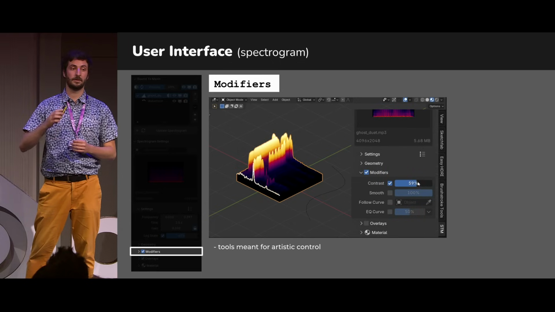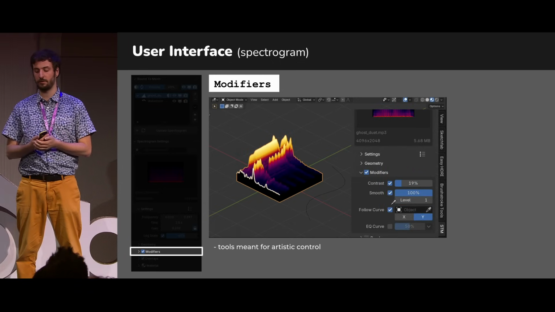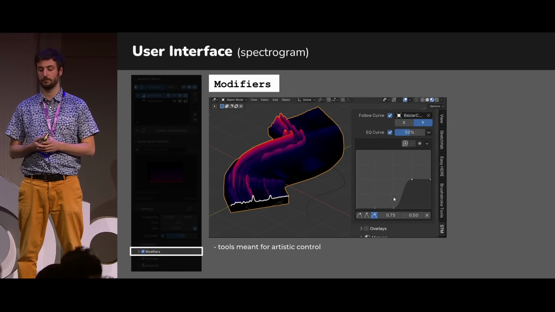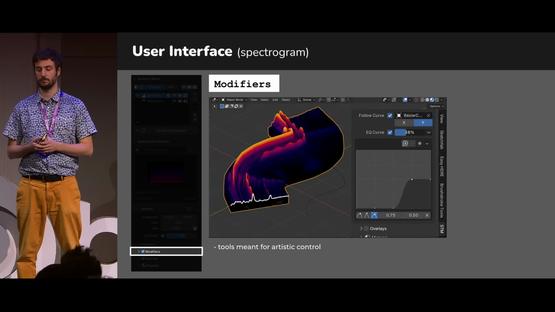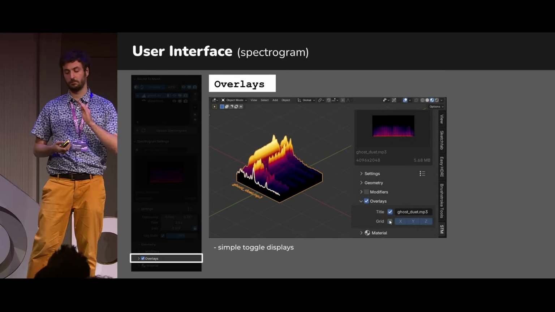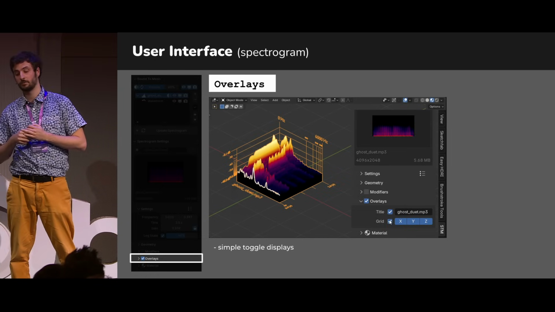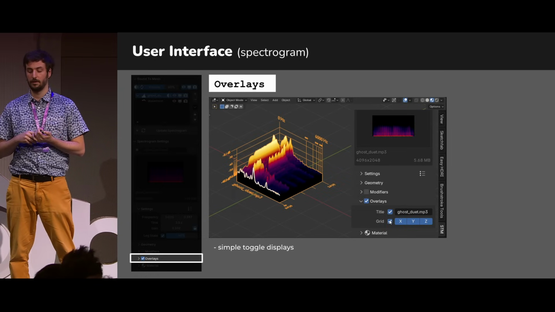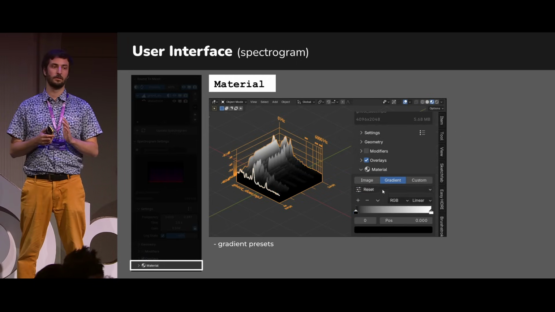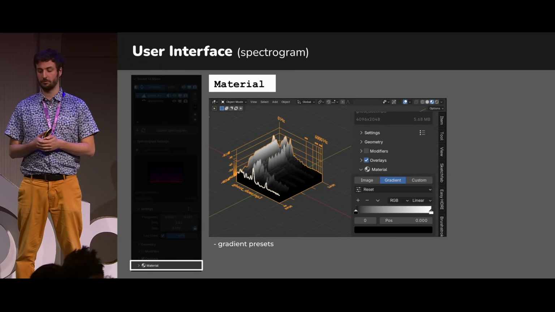In the modifiers tab, this is the more artistic control to add the contrast, smoothness, equalizer curve I talked about. You can also deform the spectrogram along a curve. And the overlays tab is simple toggles to display the graduation and the title of the spectrogram. And finally, the material tab, where you can choose to have either the base image texture, some custom gradient presets, or to have a custom material for your spectrogram.